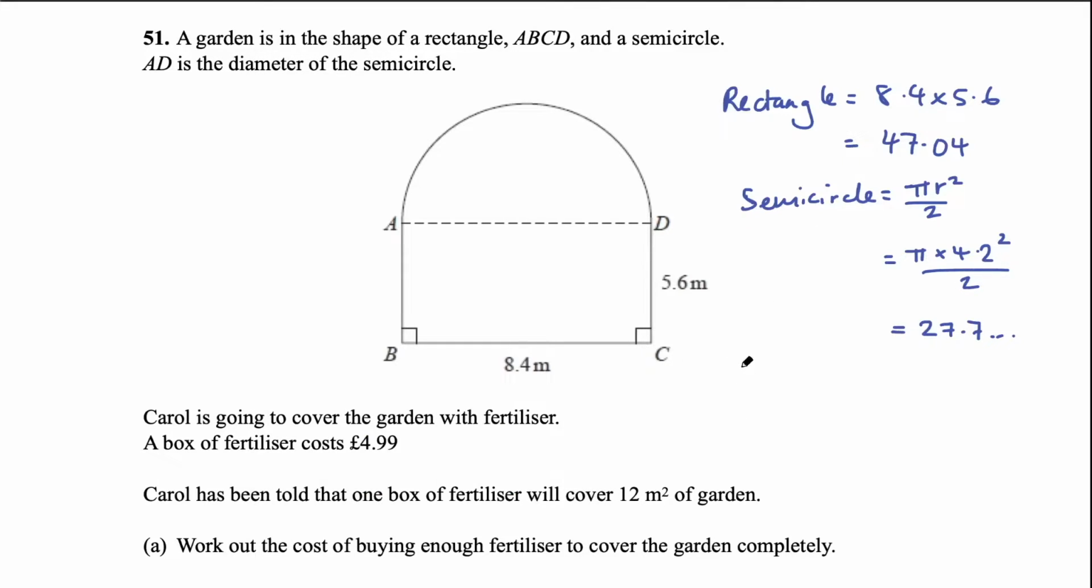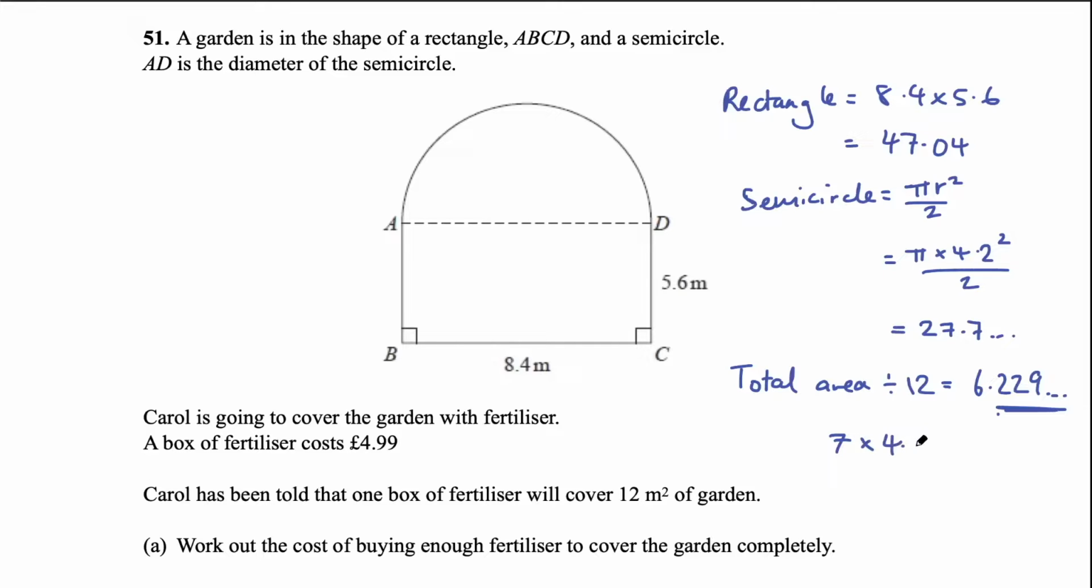Okay, so let's just go ahead and write down what we just did. So we did the total area, we divided by 12, and we got 6.229. All right, now remember we're talking about boxes. You can't get 0.229 of a box of fertilizer. So how many boxes do we need to buy to get that extra 0.3 of the area of the garden? We actually need to buy 7 boxes. So we're going to have to buy 7 boxes of fertilizer here.